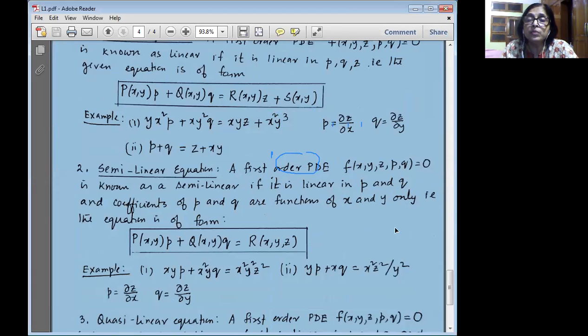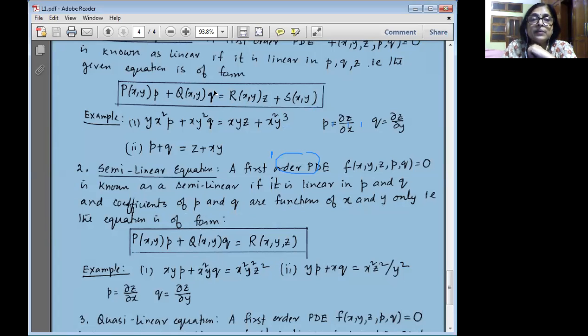Now you see there is no restriction on z. So the degree of z can be anything, but the degree of p and q has to be equal to 1. Okay. And what are the coefficients? These coefficients are functions of x and y only: capital P and capital Q are the coefficients of small p and small q. So those coefficients are only functions of x and y. There is no z here.